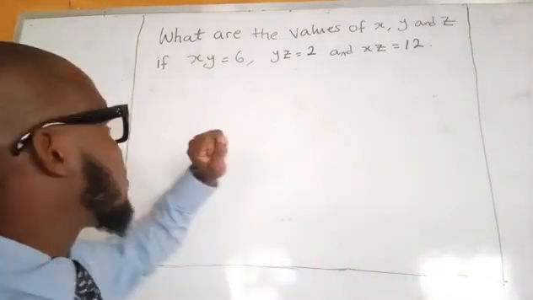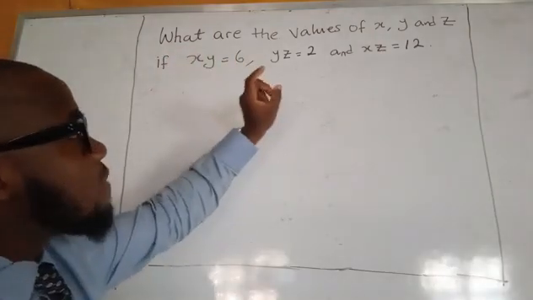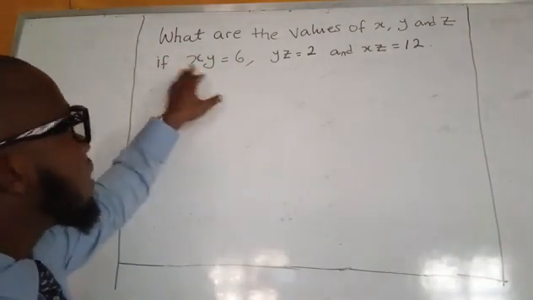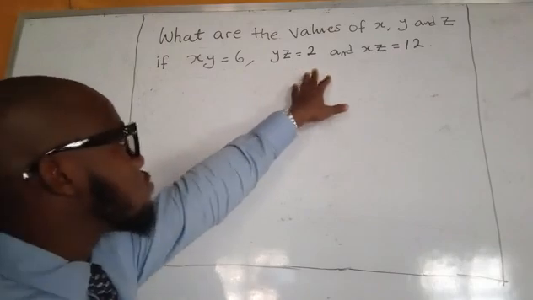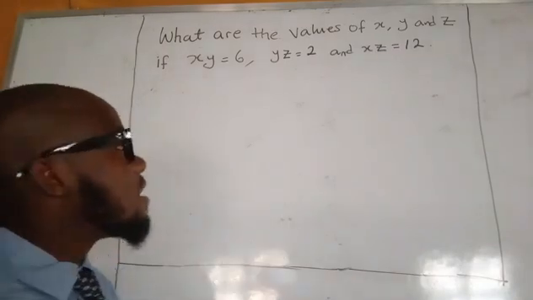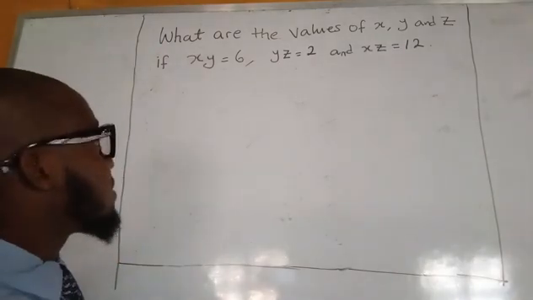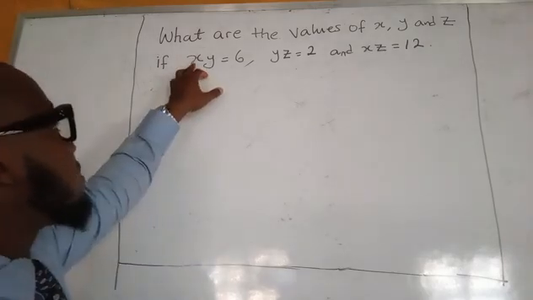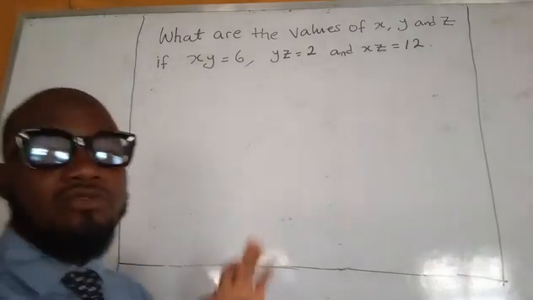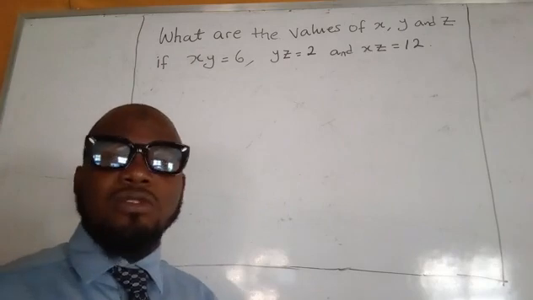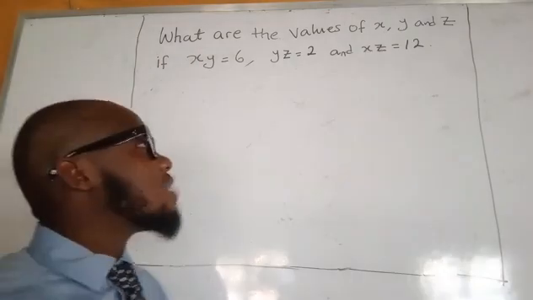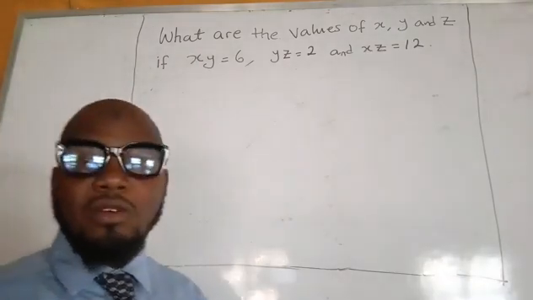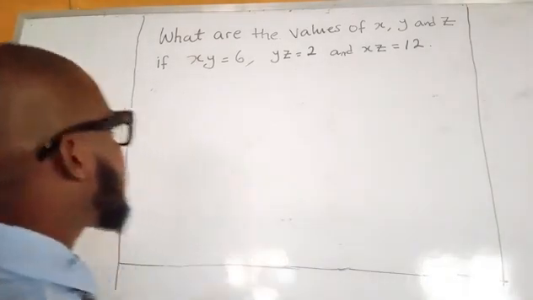Let's quickly look at this question. What are the values of x, y, and z if xy is 6, yz is 2, and xz is 12? The first thing that comes to mind is to make x the subject, substitute, and get a quadratic equation. Why go through that long process when you can actually get the answer in 3 or 4 lines? Let's go and see the solution.